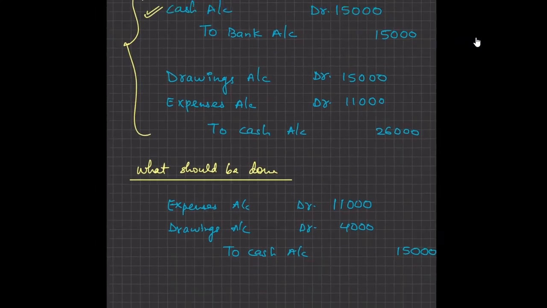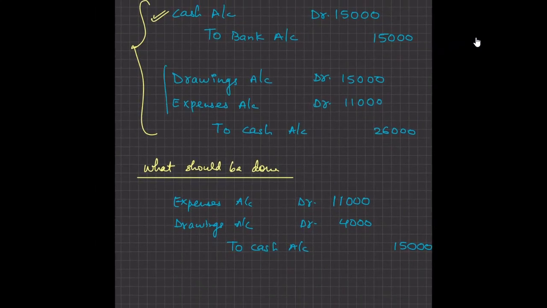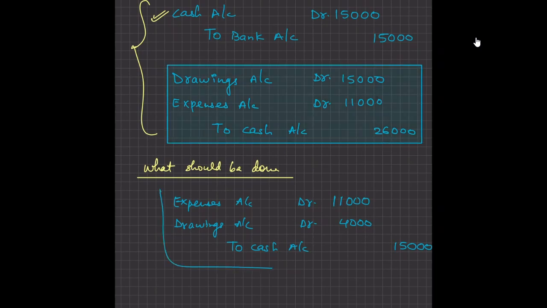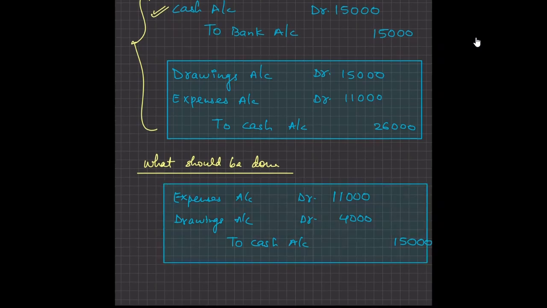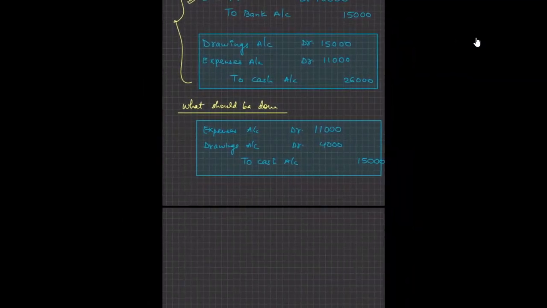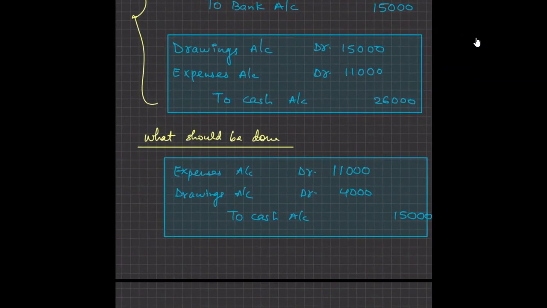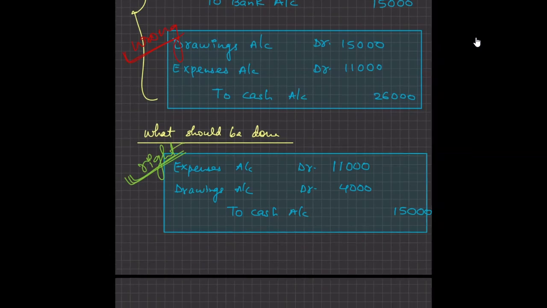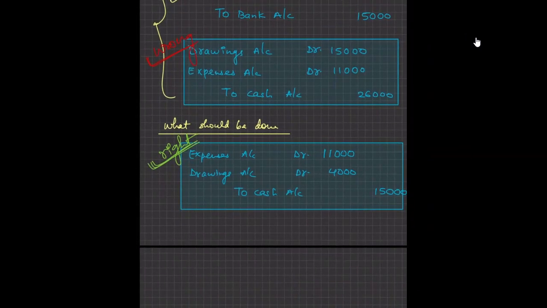So if you compare this entry with this entry, you will find the errors. You can see that this in the red is the wrong and this in the green is right. So if you compare these two, what has happened?